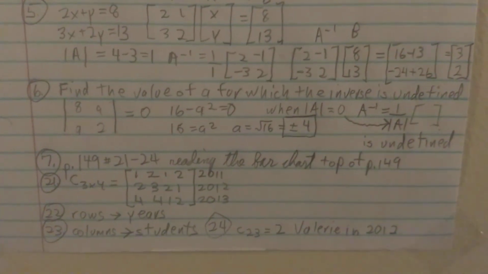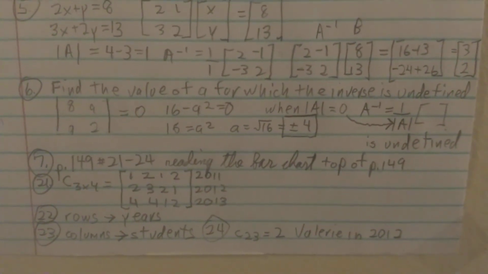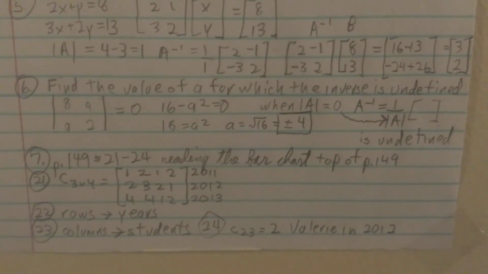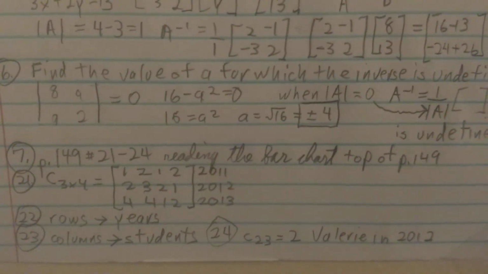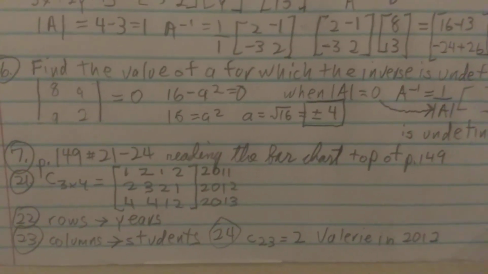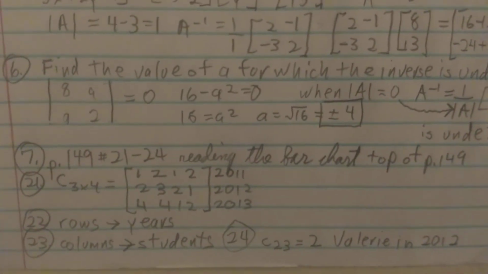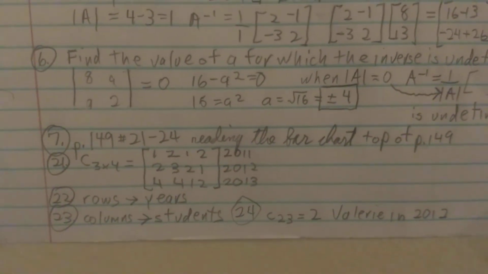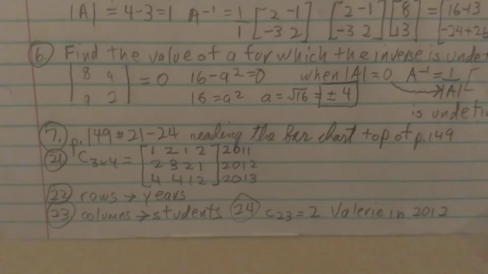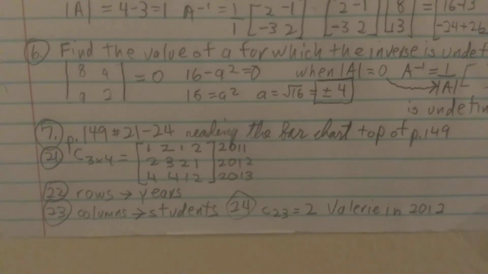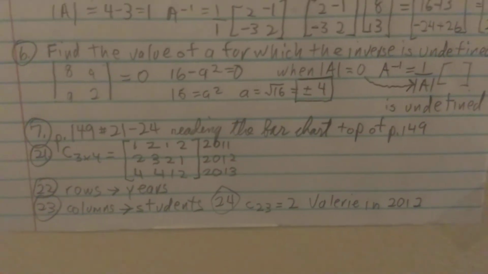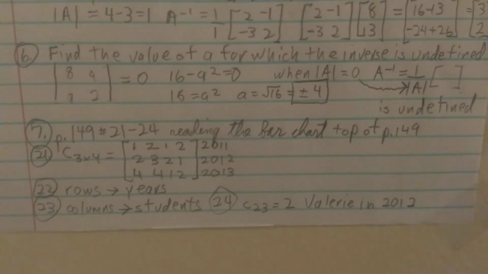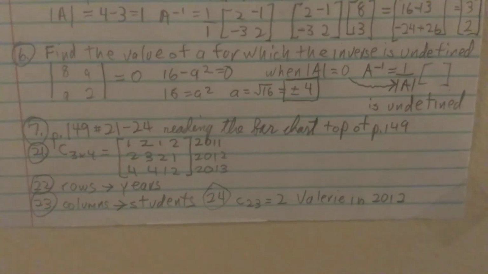Now on page 149, you'd have to look at the bar chart to get the matrix. But we're just reading the bar chart off the top of page 149. So the C 3 by 4 matrix is 1, 2, 1, 2 for the year 2011, 2, 3, 2, 1 for the year 2012, and 4, 4, 1, 2 for the year 2013. Now the rows correspond to years and the columns correspond to students, which I haven't listed there. But C23, row 2, column 3 is 2, and that corresponds to Valerie in the year 2012.